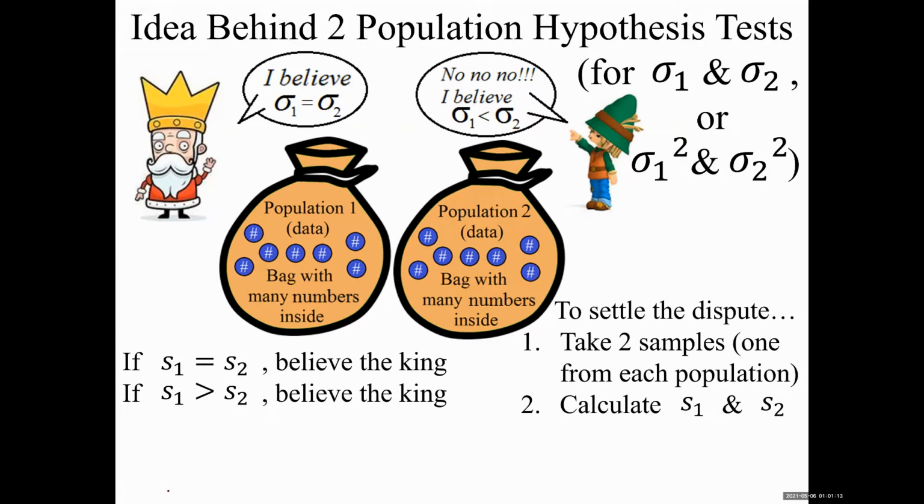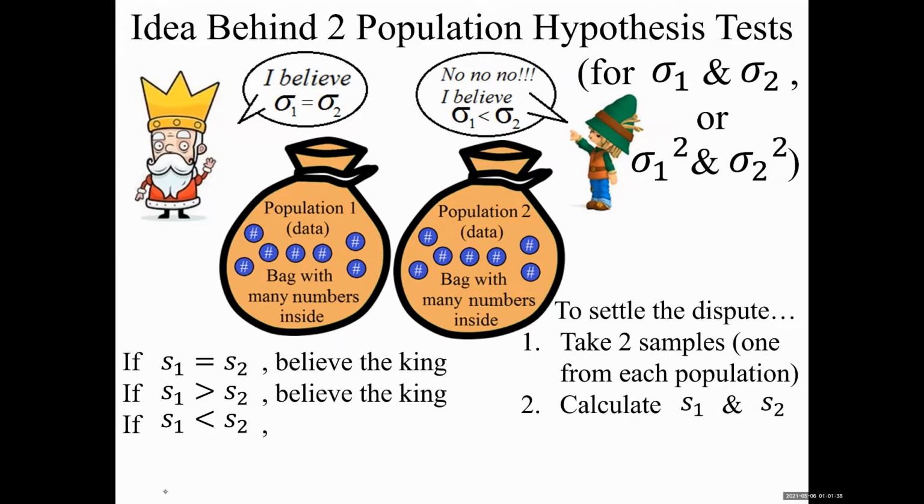But these first two situations are ones you almost never see in a hypothesis test, because if S1 was equal to S2 or if S1 was bigger than S2, you automatically believe the king, and you wouldn't have to do any rejection region or test statistic. You wouldn't have to calculate all these things to figure out who to believe, because it's automatic that we're going to believe the king. But the most interesting situation is if S1 is less than S2.